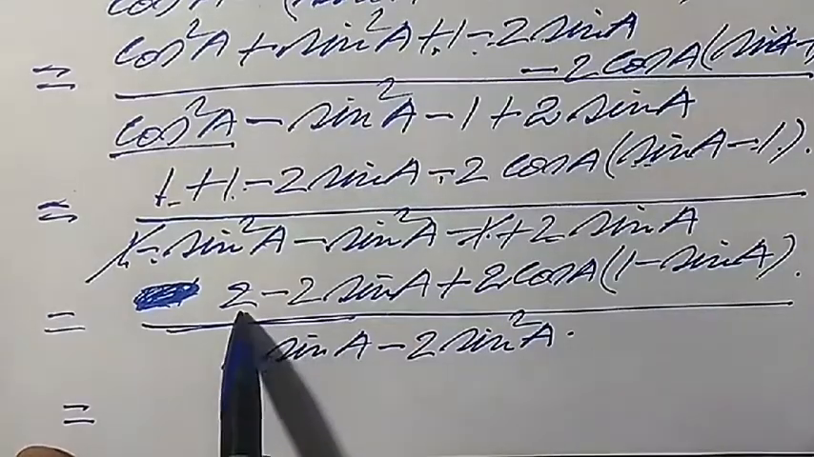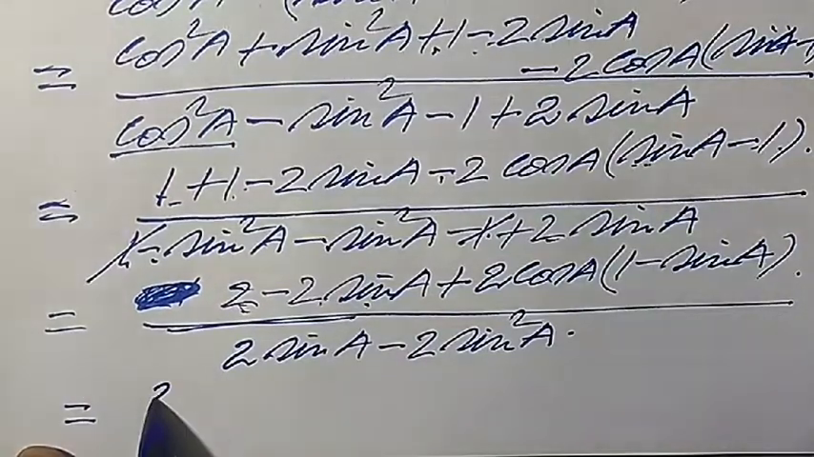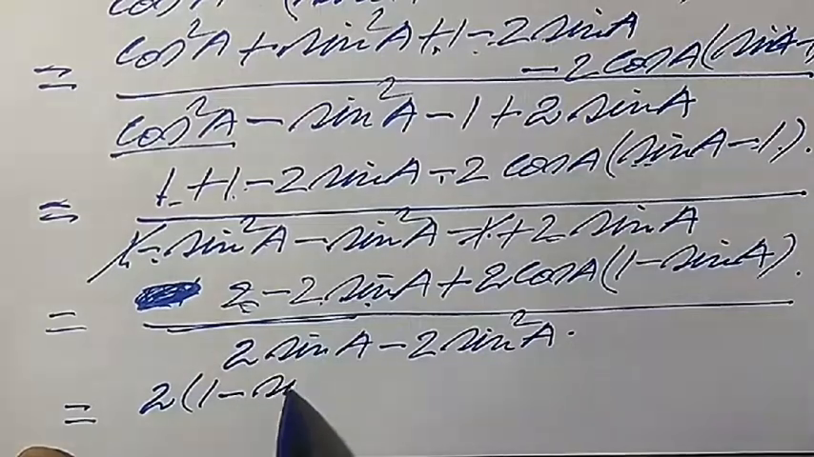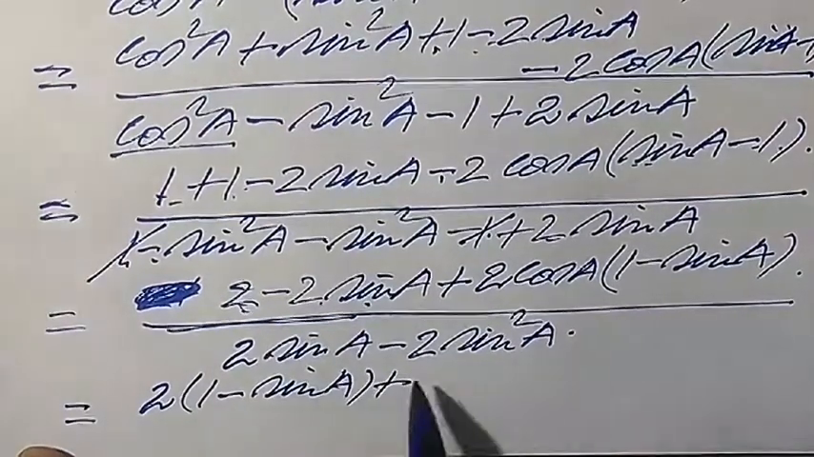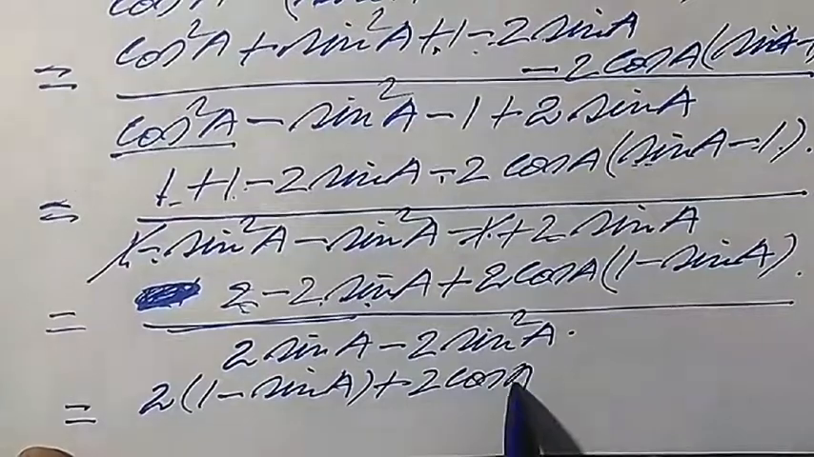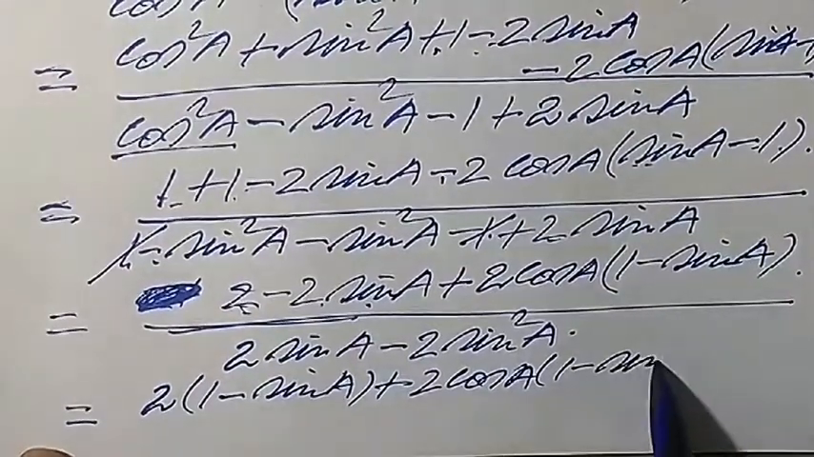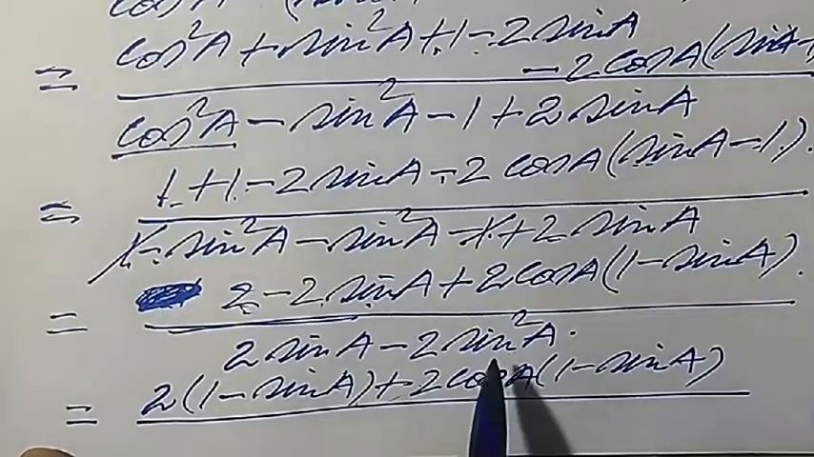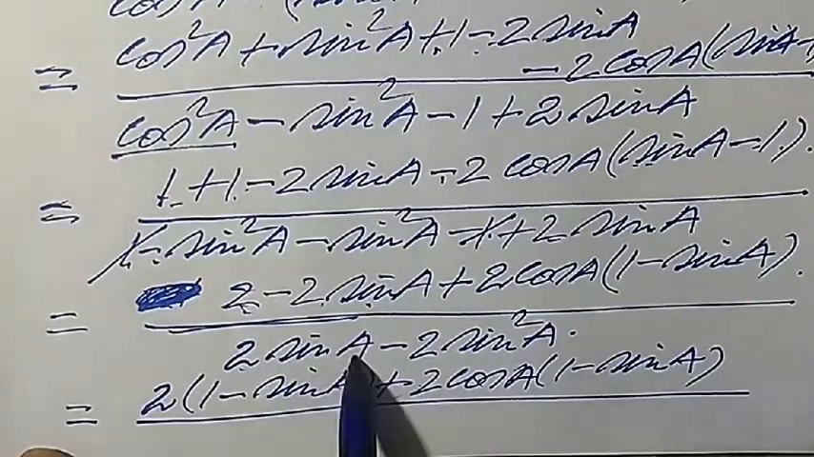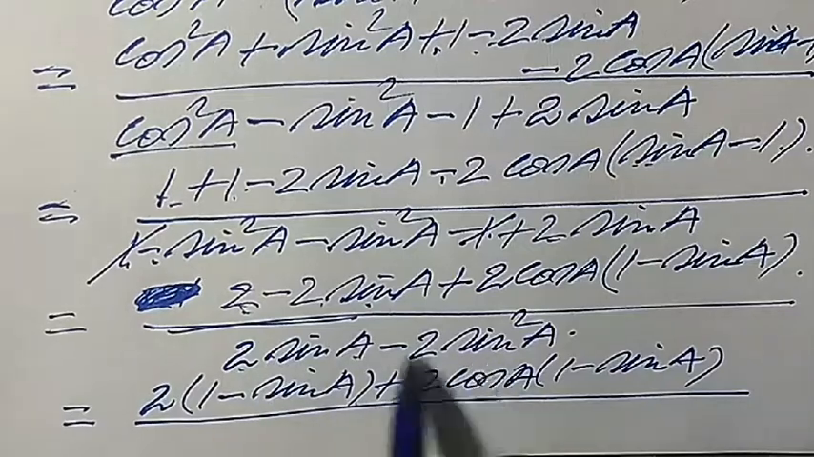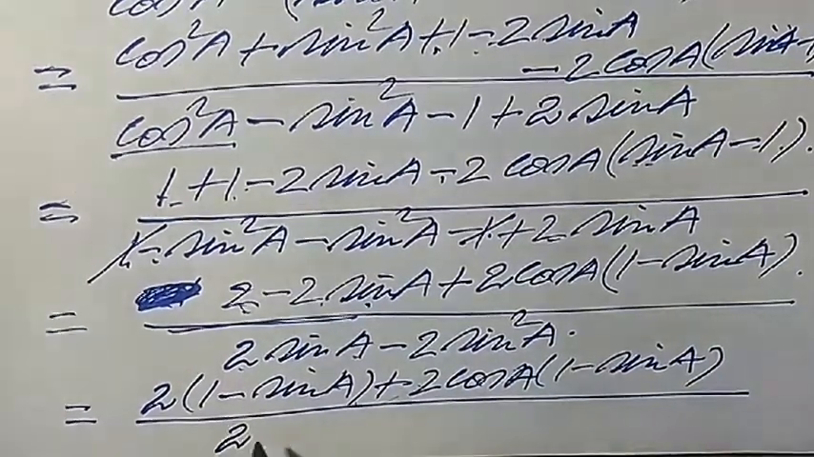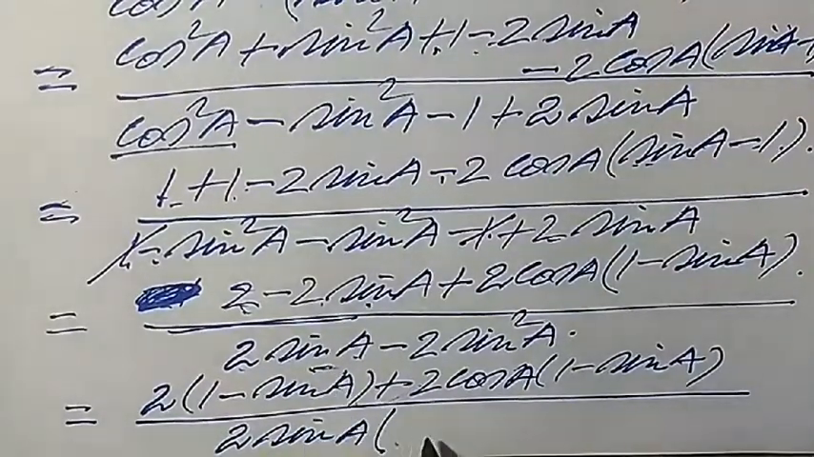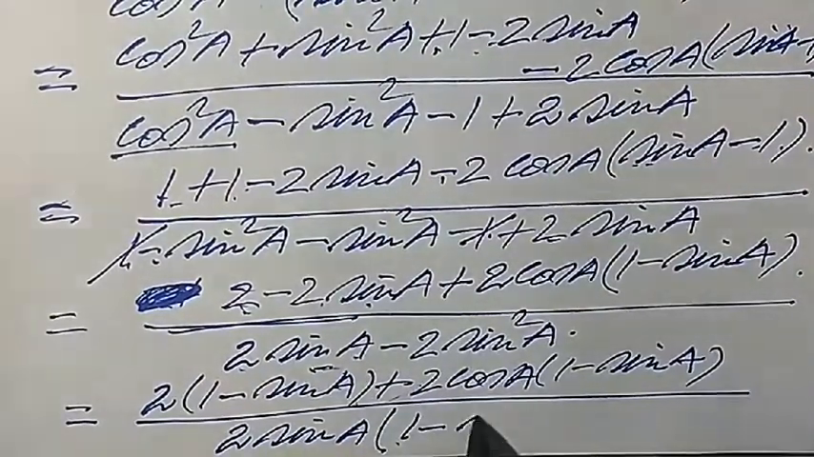Now in the numerator, out of these two terms we may take 2 common, so in the bracket we get 1 minus sine a plus 2 cos a 1 minus sine a divided by, here in denominator 2 and sine a are common out of these two terms, so we should take 2 sine a common out of these two terms. We get in the bracket 1 minus sine a.